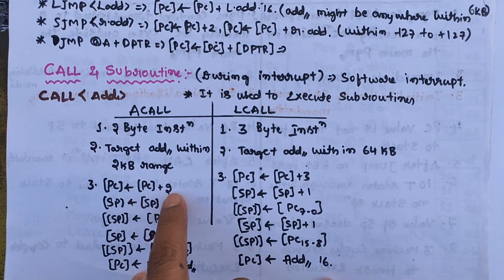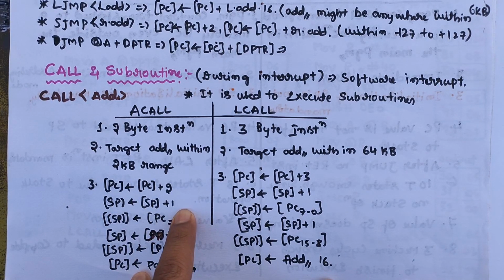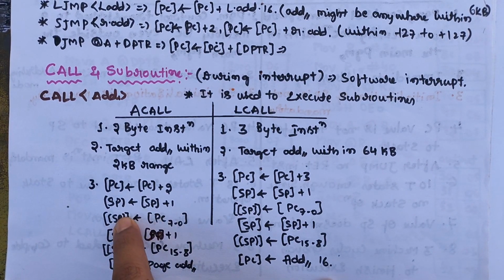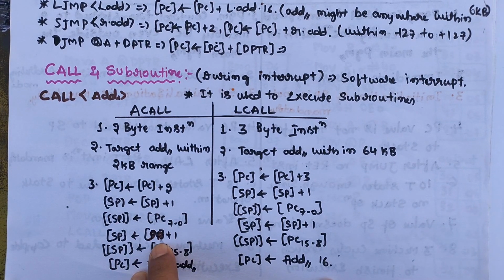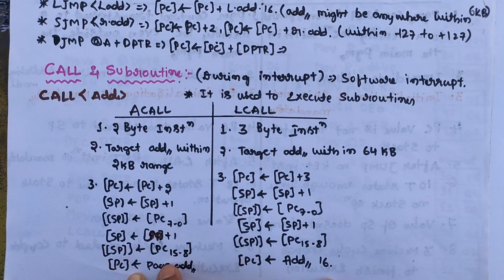That means the program counter will get updated and the stack pointer content will be incremented, and the program counter lower order byte will be transferred to the stack. After that, the stack pointer will get incremented again, and the program counter higher byte will be loaded to the stack. And after that, the page address will be loaded to the program counter.